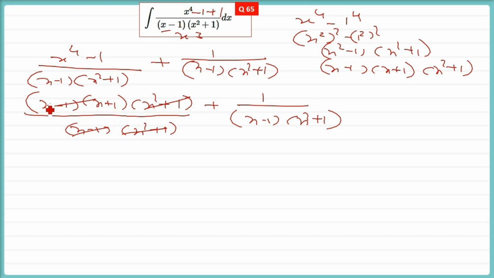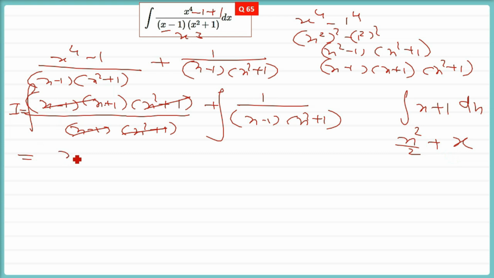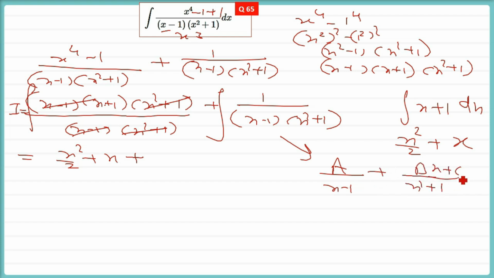Let me tell you, when you divide by this x minus 1 into x square plus 1, you can multiply, and you can divide x raised 4 by that, and the same thing will come. I'm just giving you another aspect or a different way. x plus 1, when it is integrated, will be x square by 2 plus x. Let me write this first term integrated, and the second term you have already done. See, 1 by x minus 1 and x square plus 1 has already been done. You can just write it as a divided by x minus 1 plus bx plus c divided by x square plus 1, because the denominator is a quadratic. Now a, b and c can be easily computed.